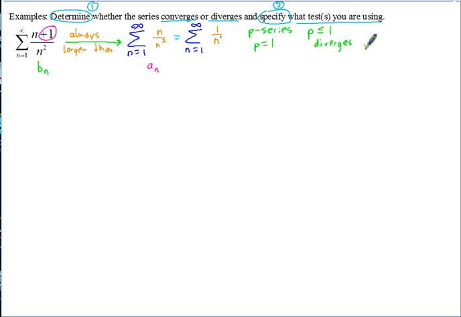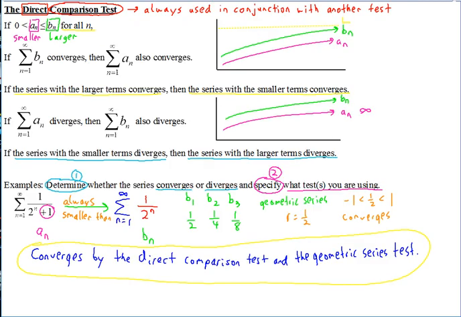So what we have here is this one with the smaller terms we know diverges. So let's look back here. Remember, if the one with the smaller terms diverges, the one with the larger terms, since it has to stay above it, would also have to head off to infinity and diverge.